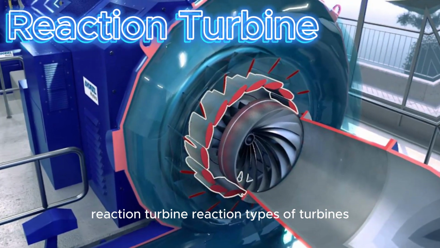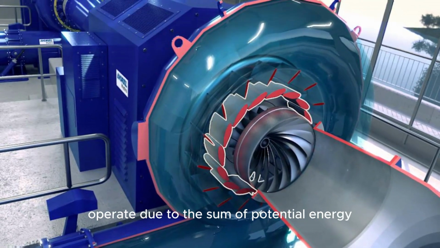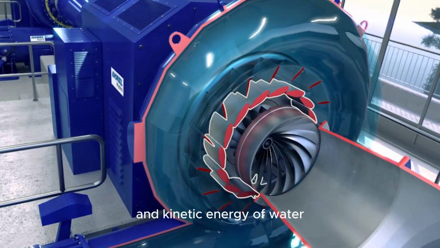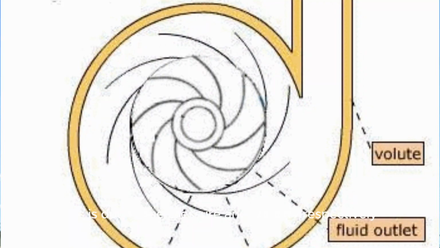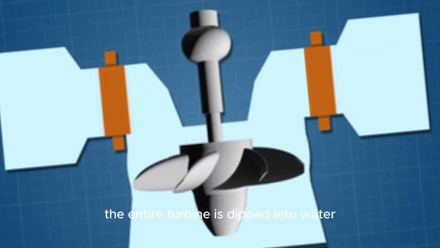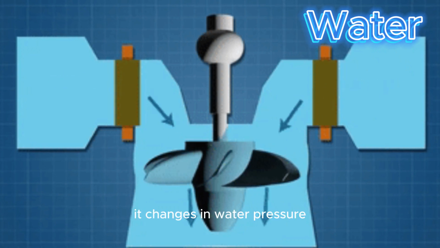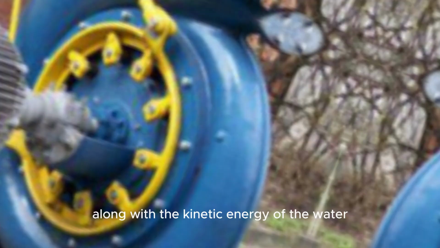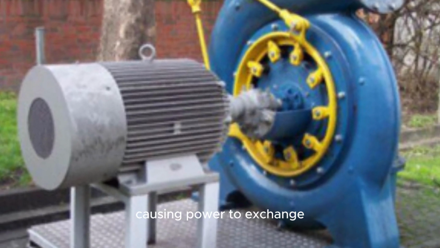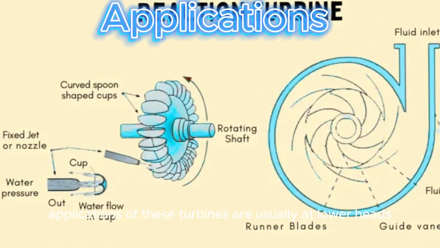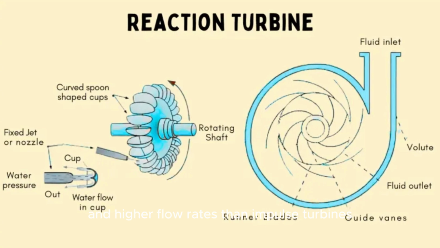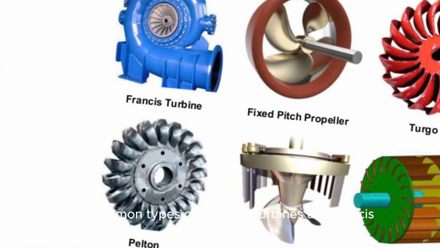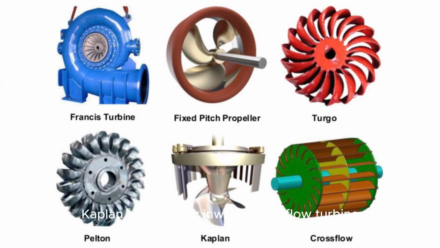Reaction turbine. Reaction types of turbines operate due to the sum of potential energy and kinetic energy of water. This is due to the pressure and velocity, respectively, causing the turbine blades to rotate. The entire turbine is dipped into water in these types of turbines. It changes in water pressure along with the kinetic energy of the water causing power to exchange. Applications of these turbines are usually at lower heads and higher flow rates than impulse turbines. The common types of reaction turbines are Francis, Kaplan, and Deriaz.